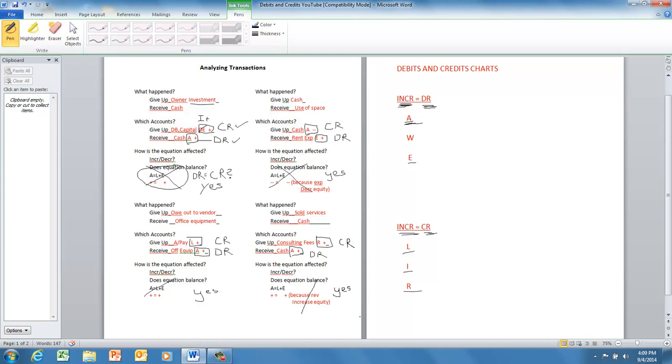So the only thing you have to remember as you're going through your analyzing transaction sheets, you're just adding the debit and credit next to whatever account it is, and you're having to say, do your debits equal your credits? As you use the debit and credit chart, you just have to remember to know if something is being increased, then you use whatever it tells you to use. If it's being decreased, you have to use the opposite of that thing.